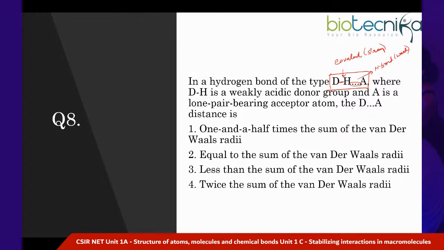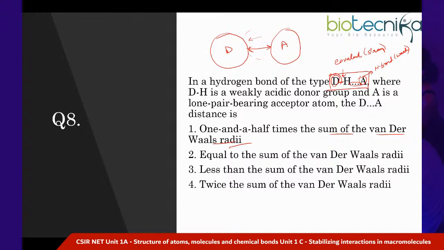Now, they are asking for van der Waals. So, what do you think? This is the difference between D and A and the sum of the van der Waals radii. D is an atom, and the van der Waals radius is something beyond which, if atoms come, they overlap; this atom has a van der Waals radius, and this atom has a van der Waals radius. If any atom comes beyond this, that is, the van der Waals radii overlap, then there will be repulsion. So you can say it is the optimum distance at which they can interact.